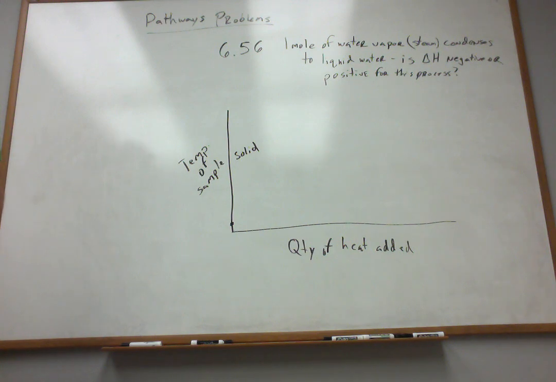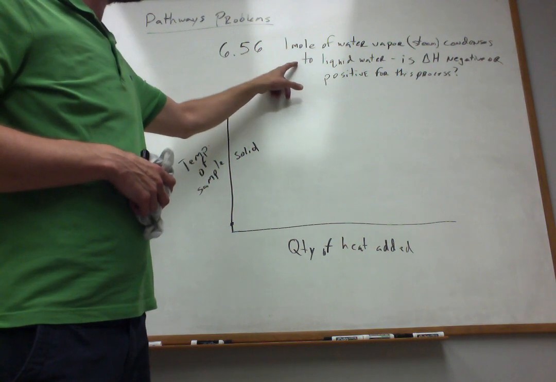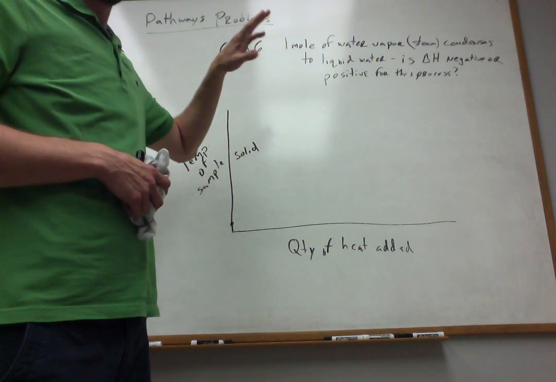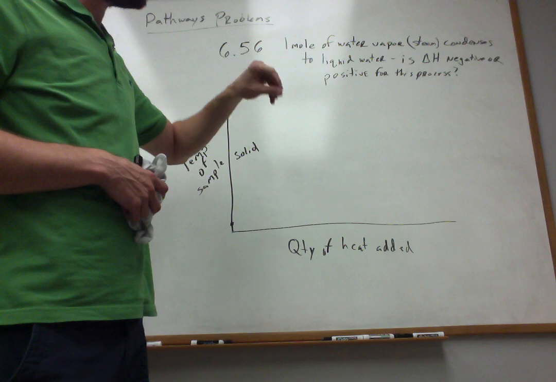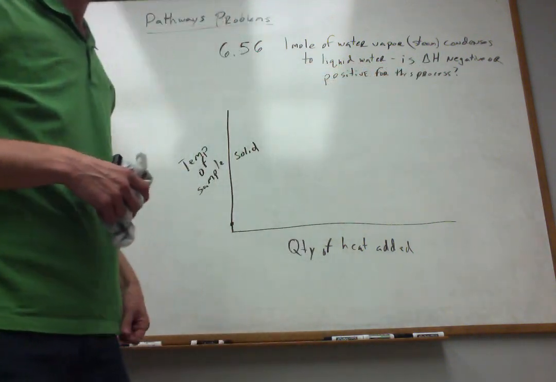All right, let's do 6.56 from the end of the chapter. This question basically asks us about 1 mole of water vapor or steam condensing to liquid water. So we're going from gas phase water to liquid water. We want to know, is delta H negative or positive for this process?